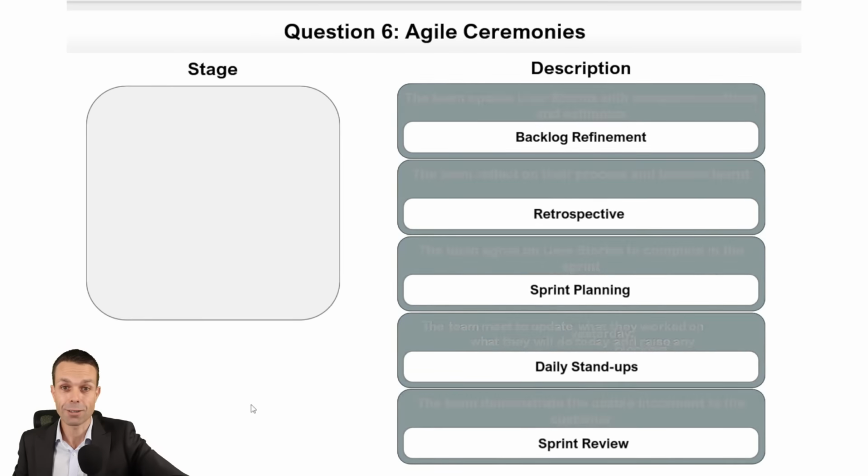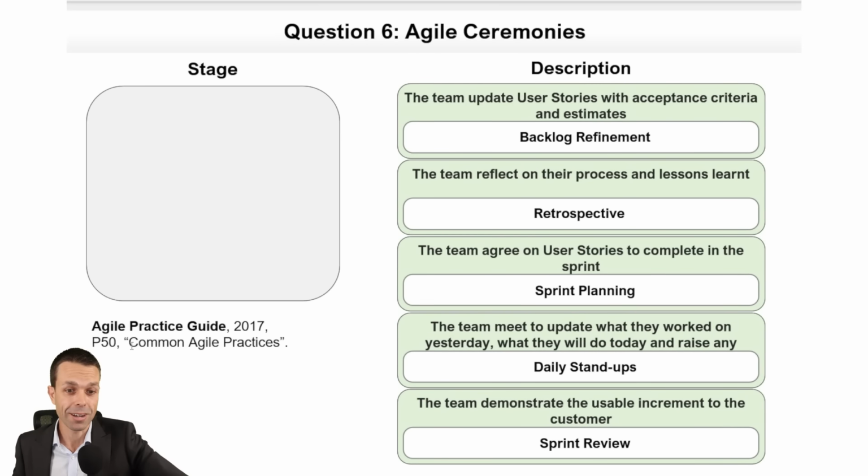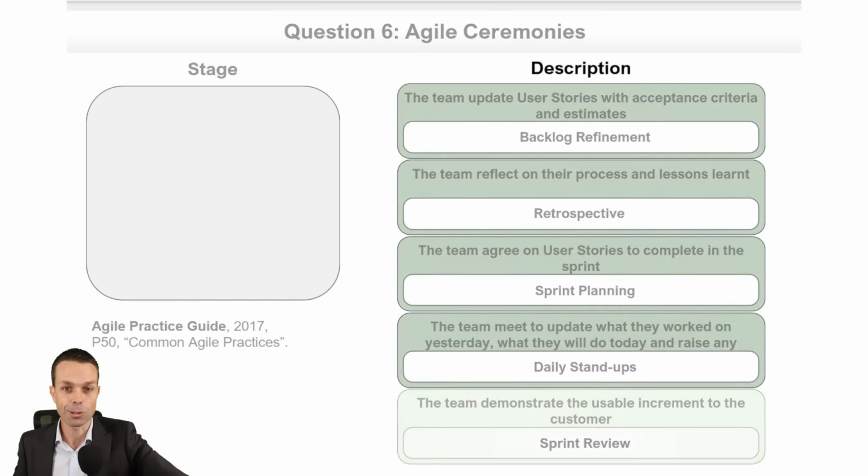Let's have a quick check of that. And it's come from the Agile Practice Guide, Common Agile Practices on page 50 if you want to check that out. Wonderful stuff. That's our typical sprint. Really getting through these ones, so doing a great job.